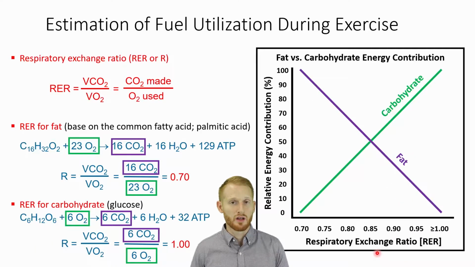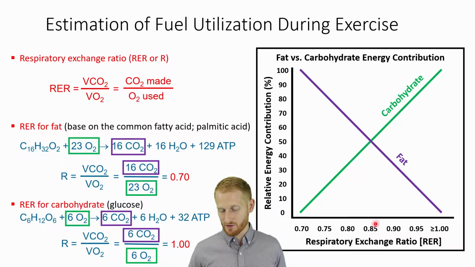So I mentioned a few minutes back the RER, or other names for this would be just R or RQ. The RER is the respiratory exchange ratio, and it is your VCO2, so how much CO2 you made, divided by the VO2, which is how much oxygen you consumed. All right, so CO2 made divided by oxygen used. And so this is a really useful measurement to do, and it's oftentimes done when doing a true measured VO2 max.